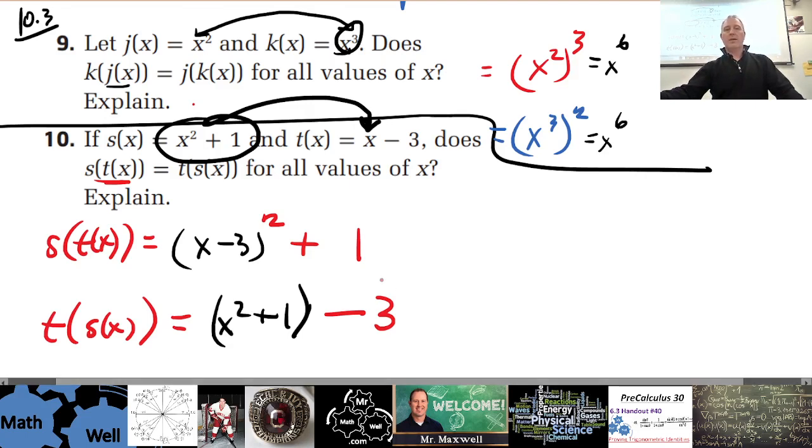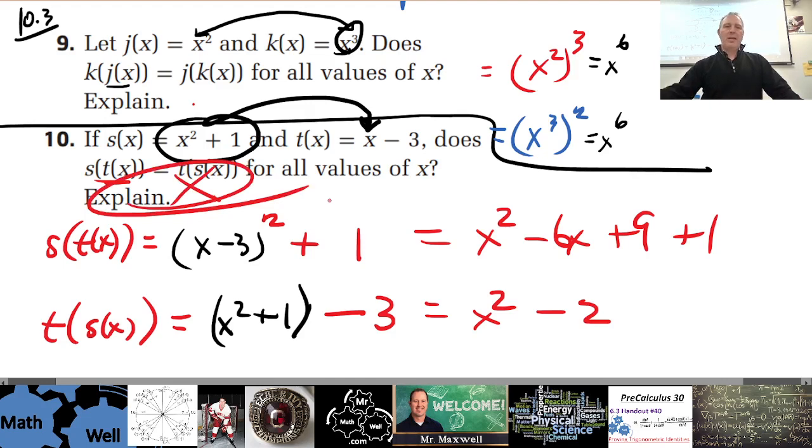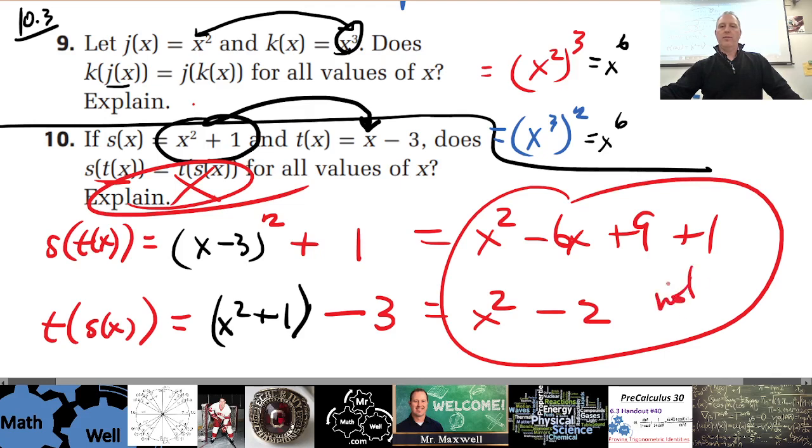If that's correct, then we have to ask ourselves if this is equal. We probably should expand just to make sure. So this is going to be x squared minus 6x plus 9 plus 1. This one's going to be x squared minus 2. So right away you can tell that they're not going to be the same. So they are not the same. If you just show your work like that, these two are not equal, so not equal. And this work is enough for me for explanation, okay?